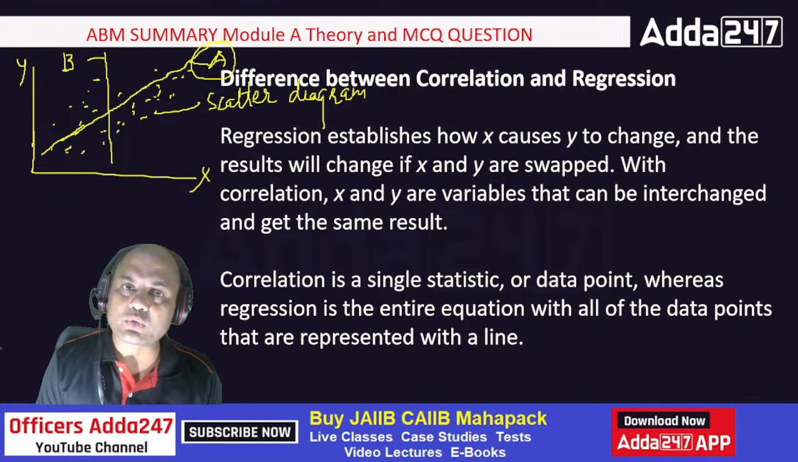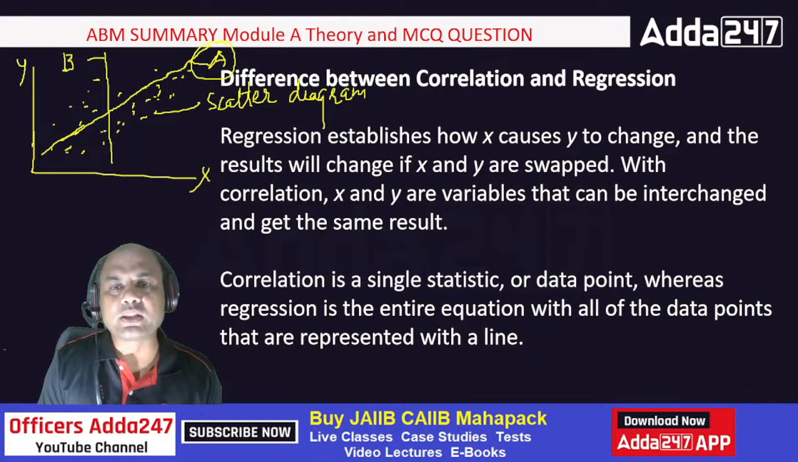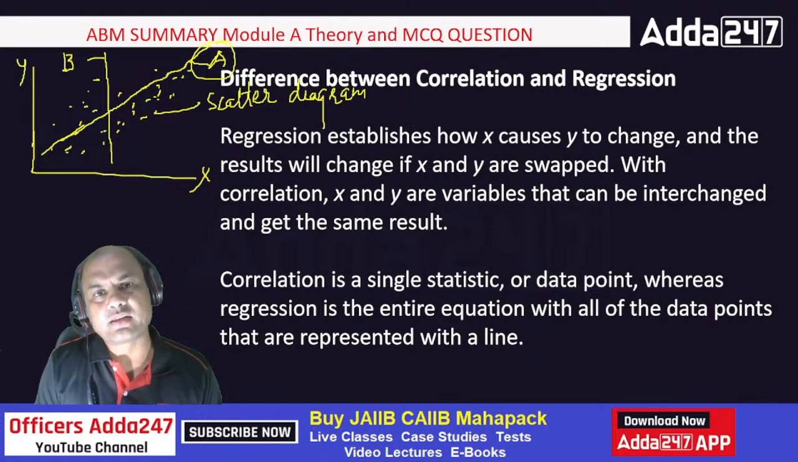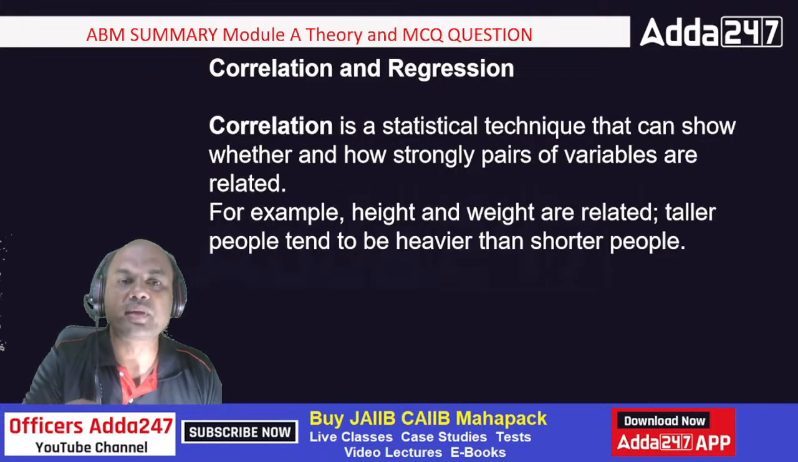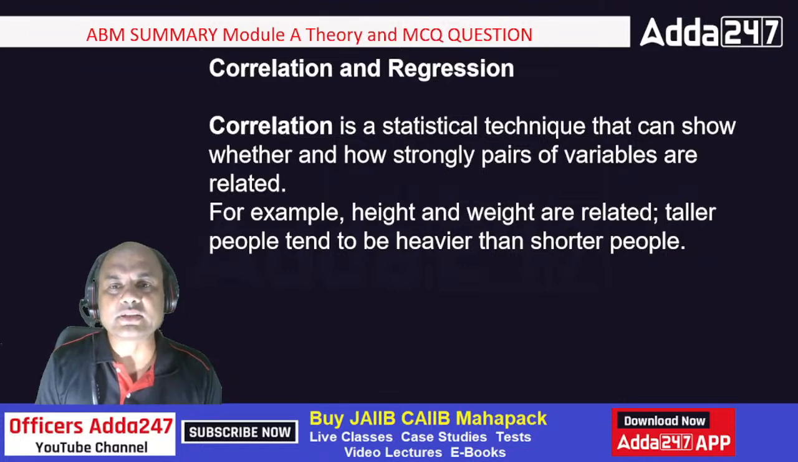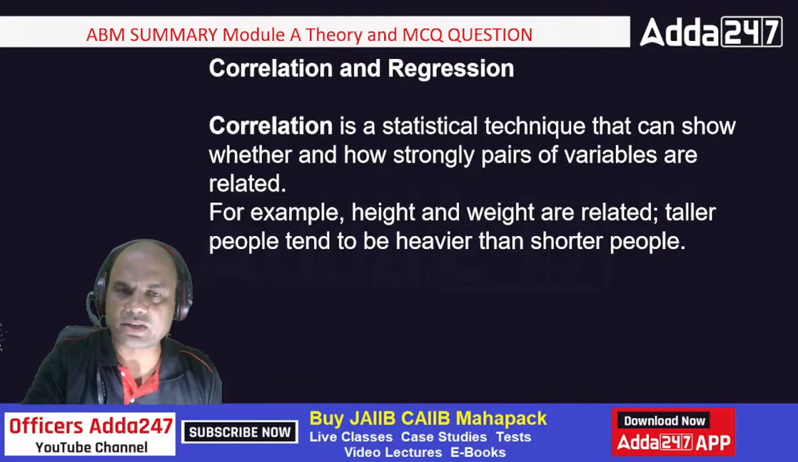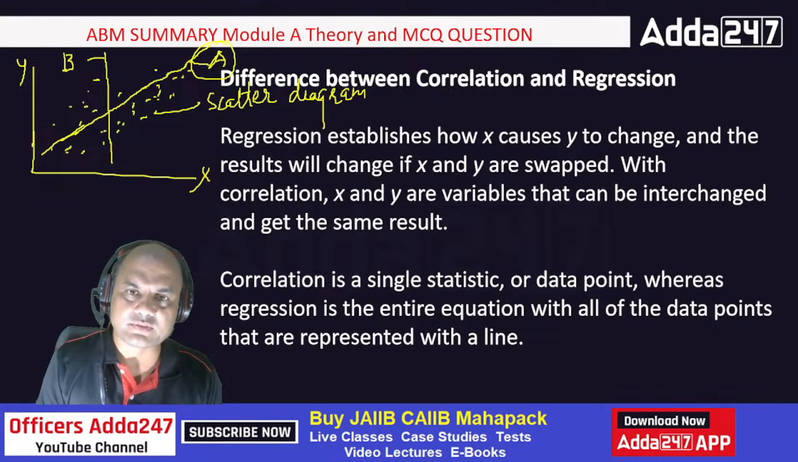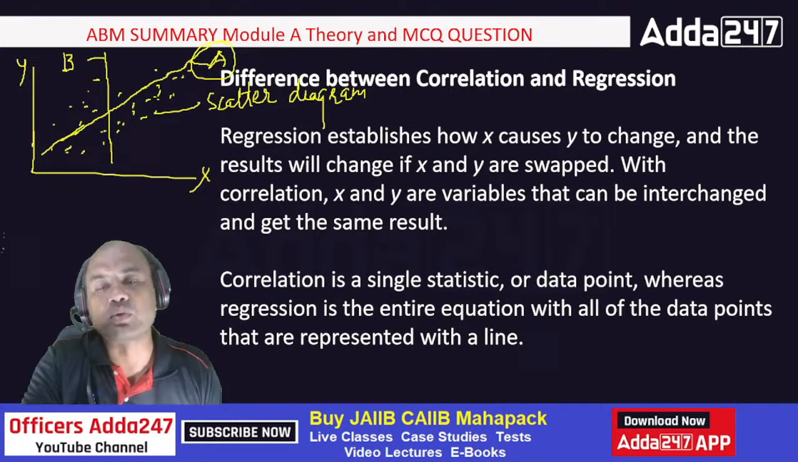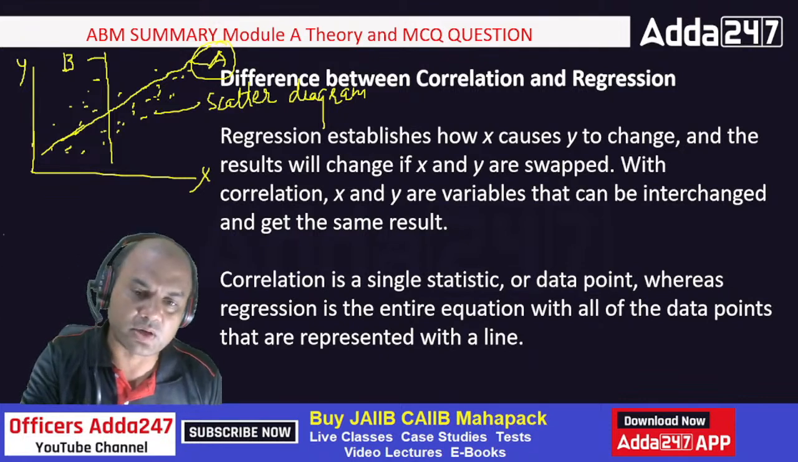So what are the two differences now? In correlation, even if I change X and Y, nothing changes. In regression, it's the reverse. Whereas correlation is a single point, regression is a complete line. Also, correlation is a statistical technique that can show whether and how variables are related, which we already know. So these are the two main differences between correlation and regression. This was the theory of correlation and regression which we wanted to cover.